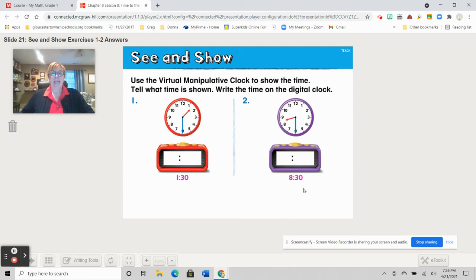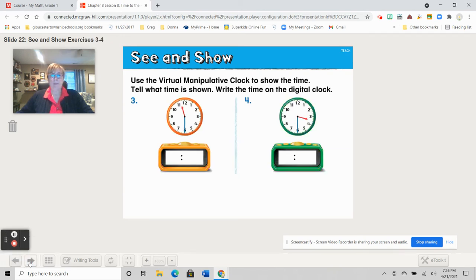Okay, 8:30 was the purple clock. All right, good job. Okay, let's move to the next one. Look at the orange. Okay. First, write your hour. What hour is it? And then how many minutes? Same thing for number 4. All right, and pause until you're ready to come back and check your answers. There you go. 11:30 and 3:30.